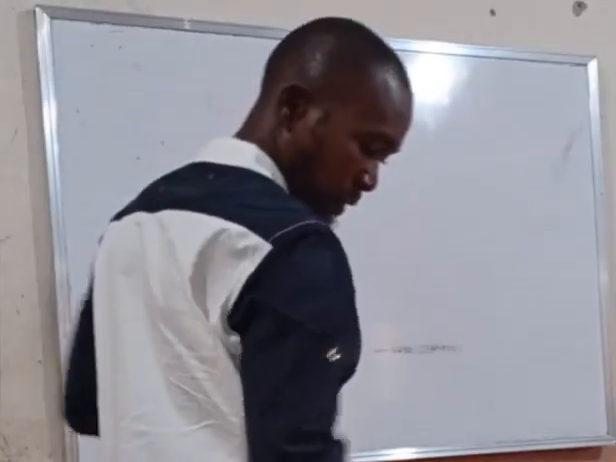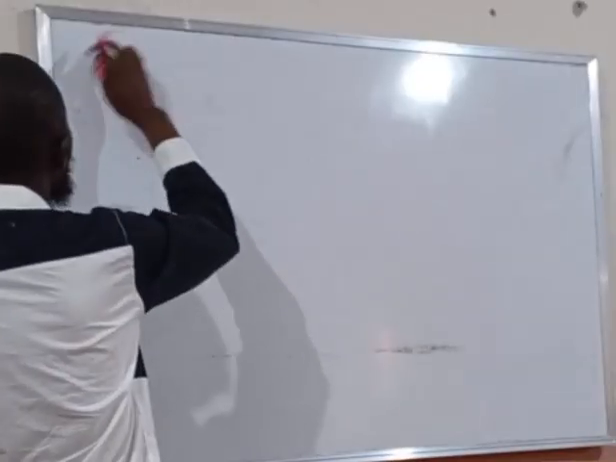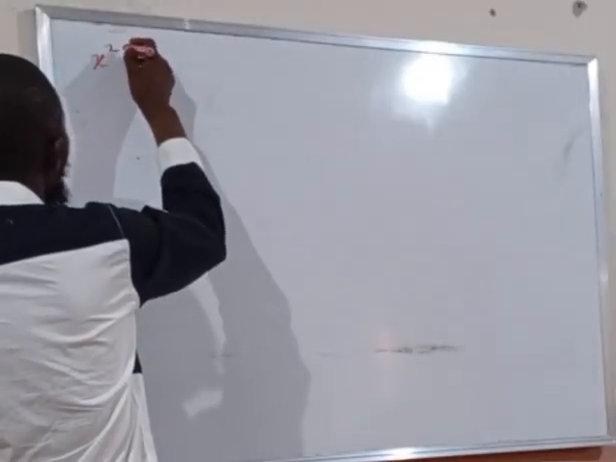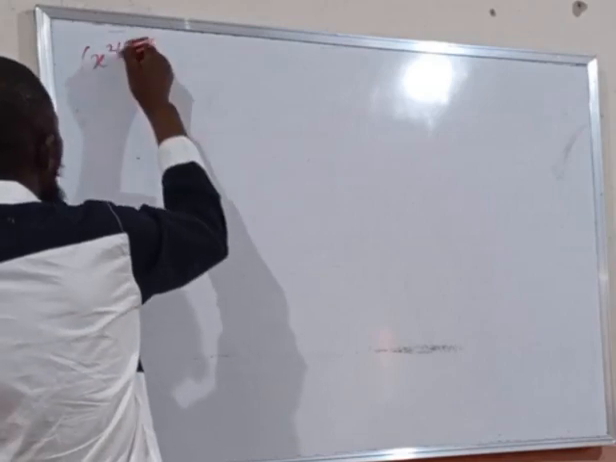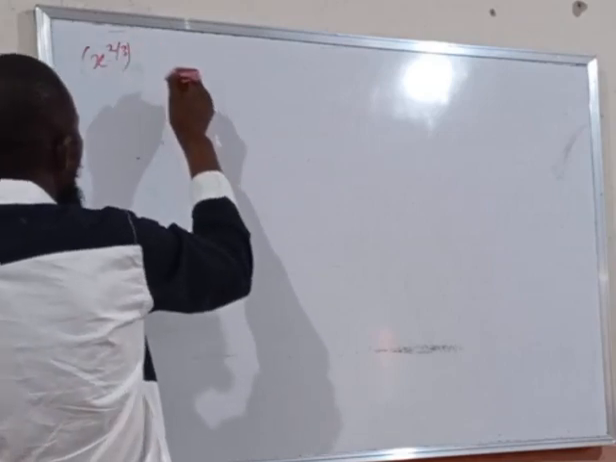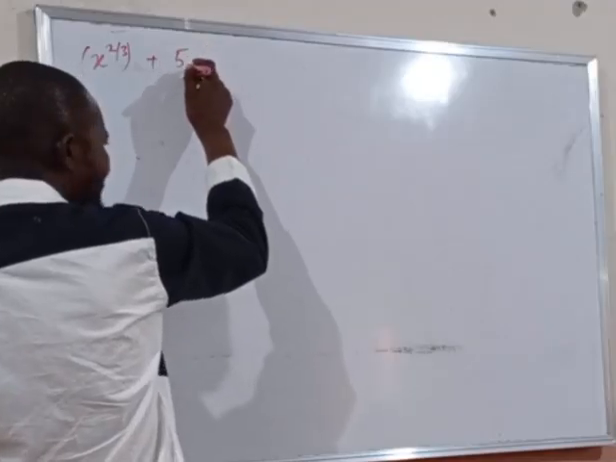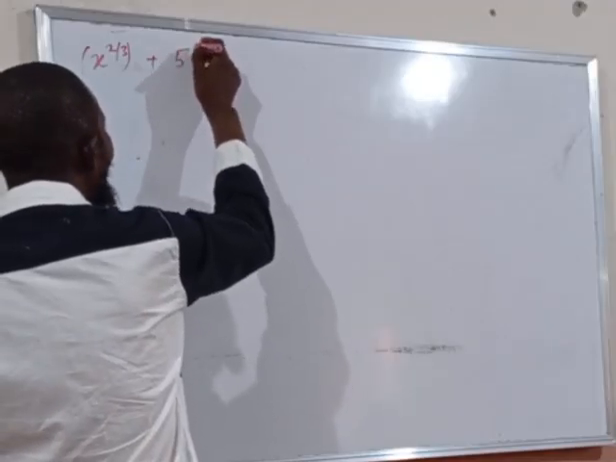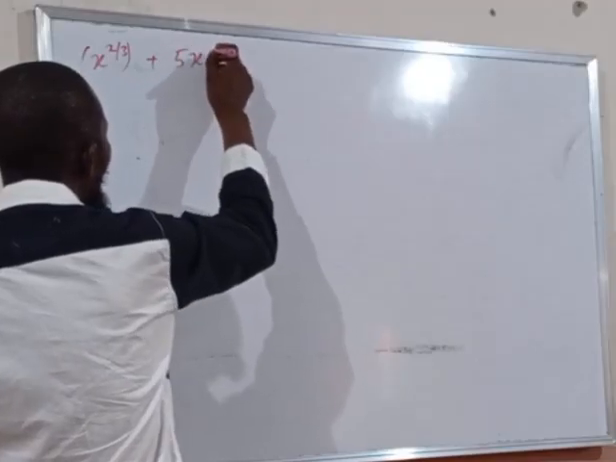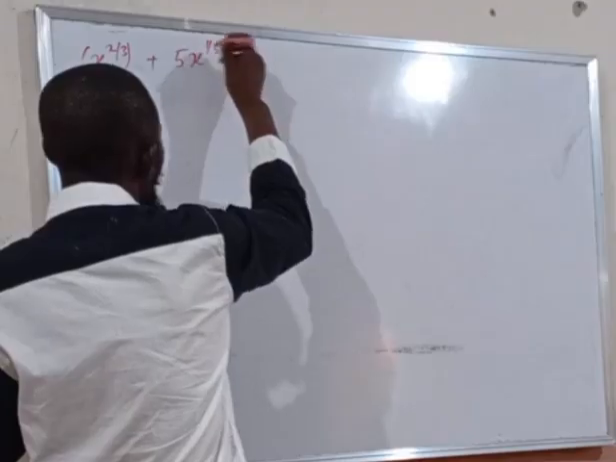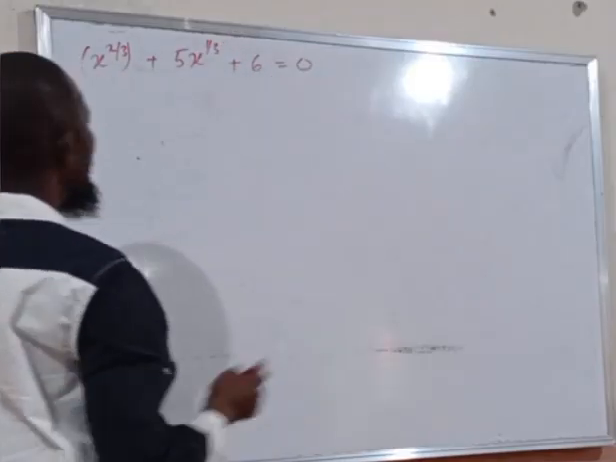Okay, what's the next question? X raised to power 2 over 3, okay, fraction. 2 over 3. 5x, or 5 raised to power... 5x raised to power 1 over 3 plus 6 is equal to 0.